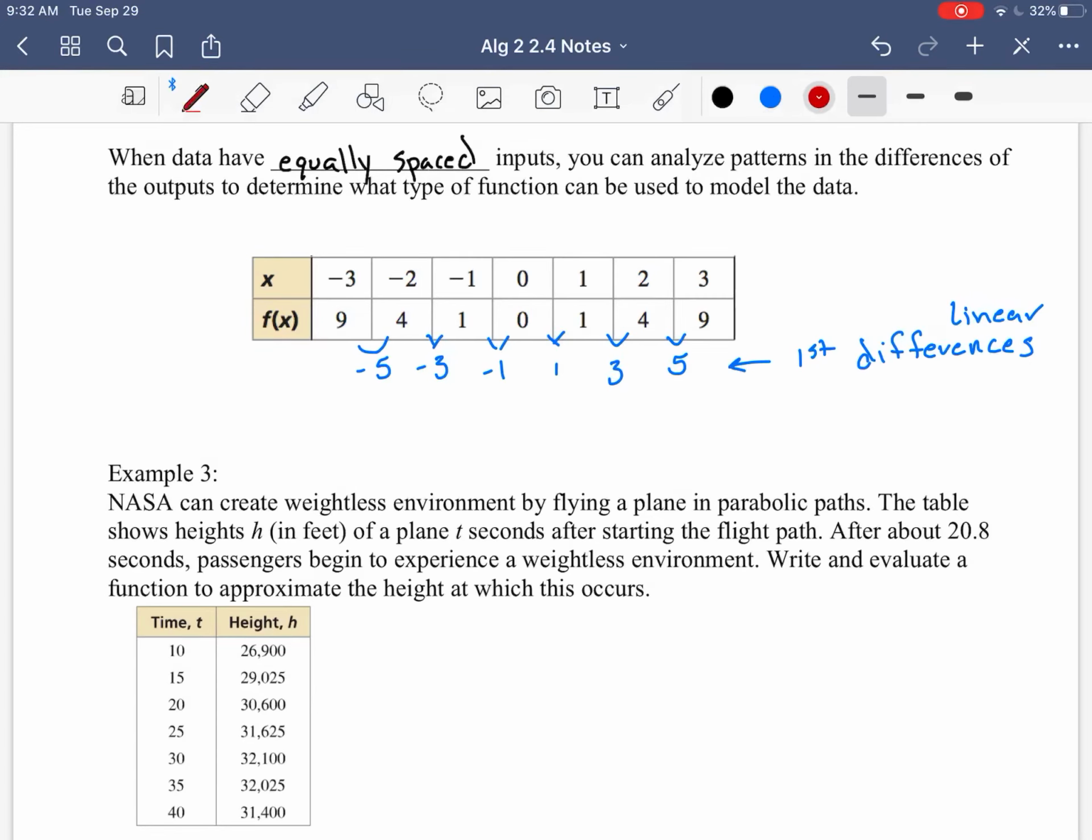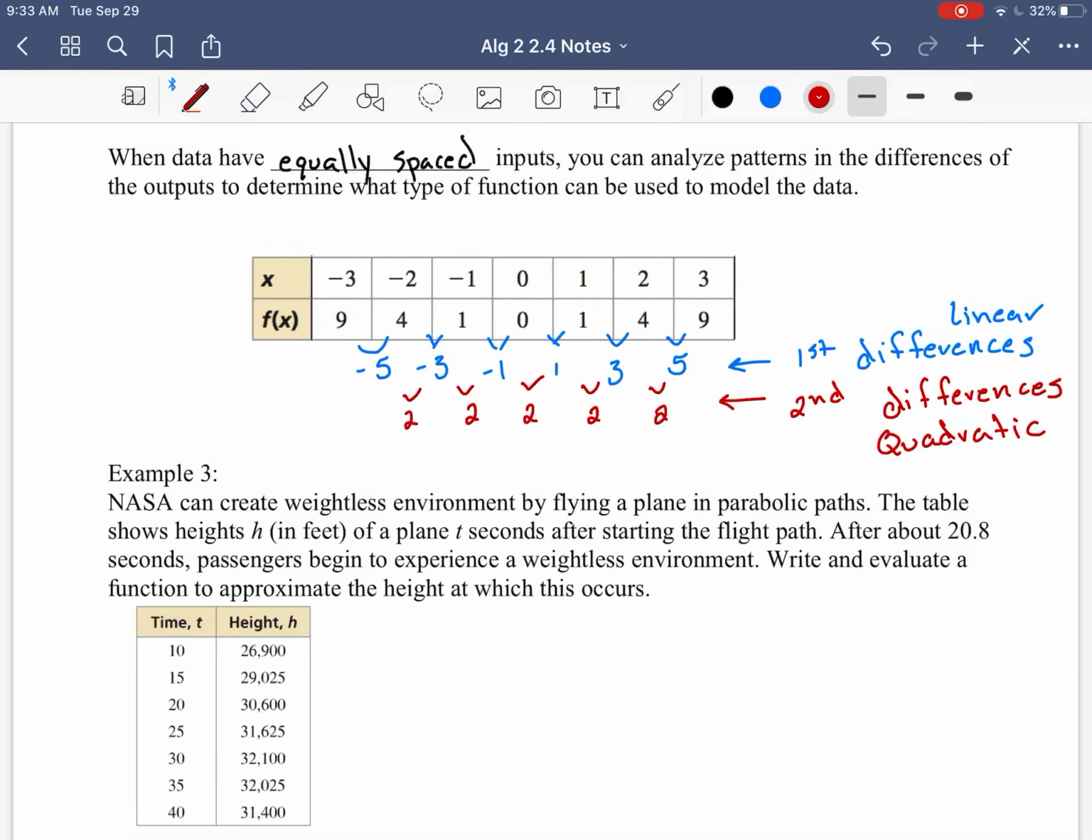So we have to subtract one more time. Negative 3 minus a negative 5 is 2. Subtract here, we get 2. Subtract here, we get 2. These all are the same. These are the second differences. And if the second differences are all the same, then it's quadratic. It's going to exactly fit a quadratic function. So if the second differences are the same, it's quadratic.